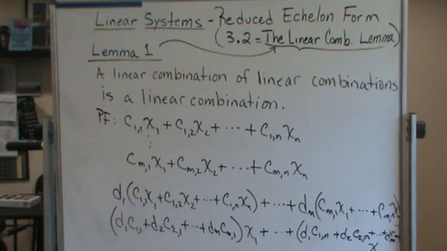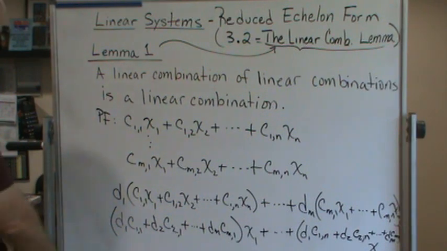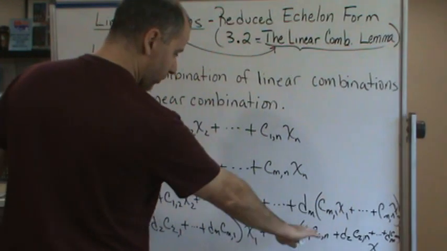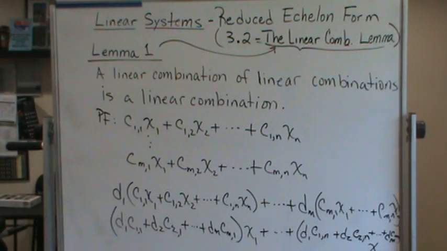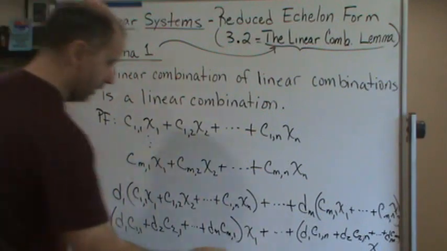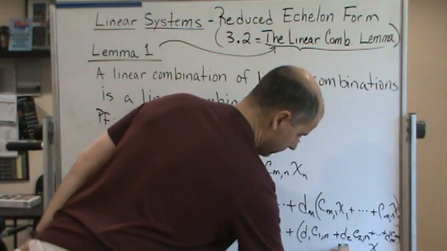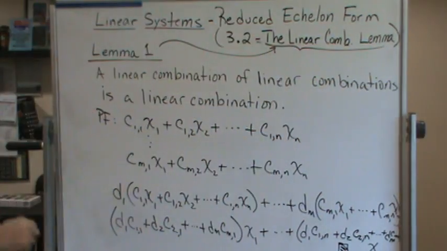And so now we've created and demonstrated that this is also a linear combination in the x's, which proves the lemma. And that's the end of the proof. So a linear combination of linear combinations is also a linear combination.